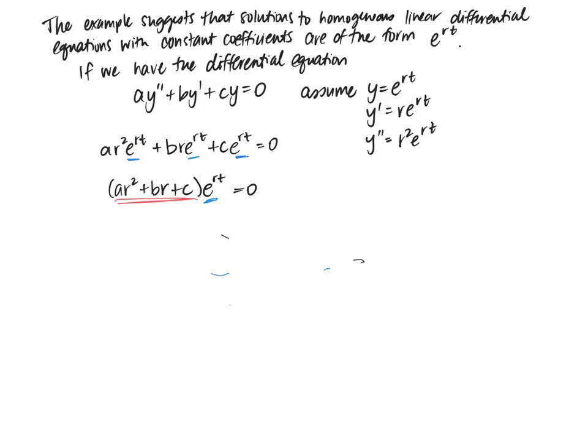Okay, and this equation has a special name. The name for that equation is a characteristic equation. So this is called the characteristic polynomial of this differential equation. The roots of this polynomial are going to give us information about the solutions to the differential equation.